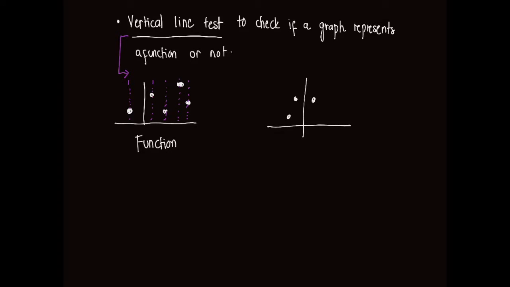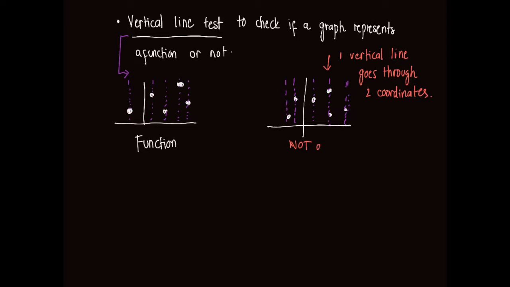But let's take a look at the second graph. Over here, we're also going to draw vertical lines on the graph. The first one touches only one coordinate, the second one also, the third one, but the fourth vertical line actually touches two coordinates. That means this graph failed the vertical line test because one vertical line goes through two coordinates. Because of that condition, this graph does not represent a function.